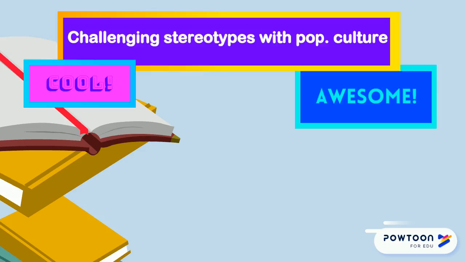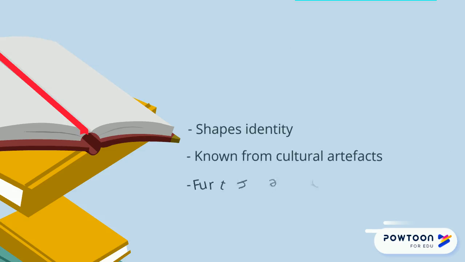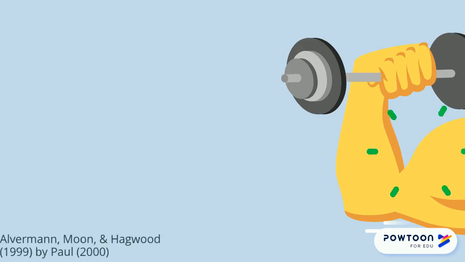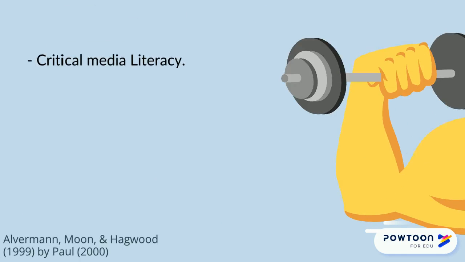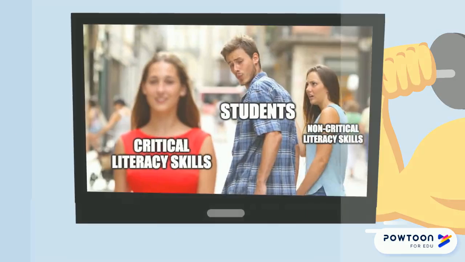So since popular culture shapes students' identities and beliefs, there may be certain things that students know from popular cultural artifacts that need to be explored in further detail or need to be corrected in order to understand the nuances of what they're consuming. And we can do this with the help of critical media literacy. So, critical media literacy is a skill that helps students understand how print and non-print media construct their knowledge of the world and the various social, economic, and political positions they occupy within.